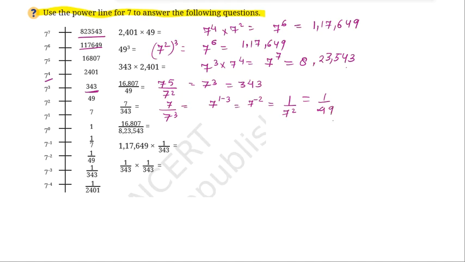Next is 16,807 divided by 8,23,543. So this is again 16,807 is 7 raised to the power of 5 divided by 7 raised to the power of 7, right? अब दूसरा चीज भी हम कर सकते हैं, राइट? इस पावर को हम नीचे लेके जा सकते हैं, इसको मैं दूसरे मेथड से बता रही हूँ. सो 1 over 7 to the power of 7 लिख सकते हो, और आपको ये पॉजिटिव पावर को नेगेटिव पावर में कन्वर्ट करना है तो आप ये लिख सकते हो.